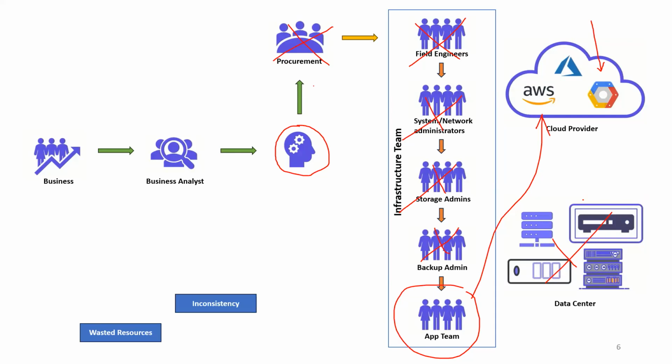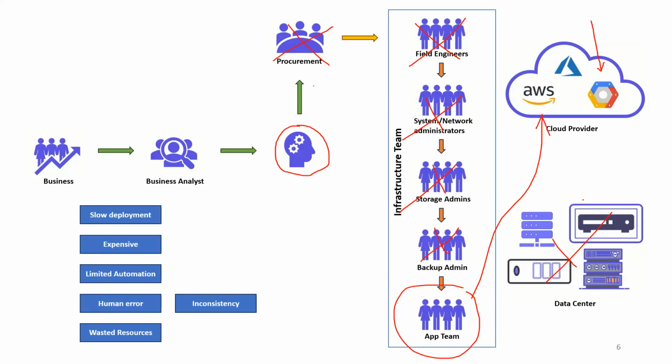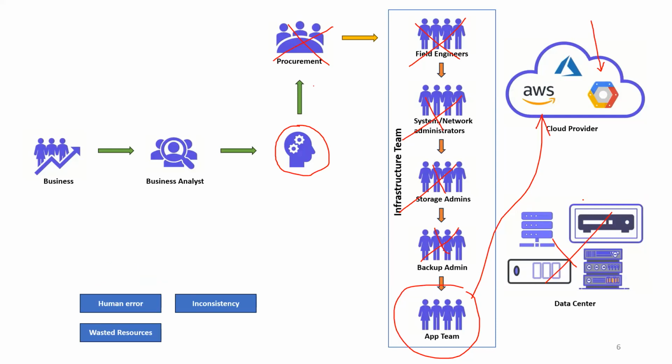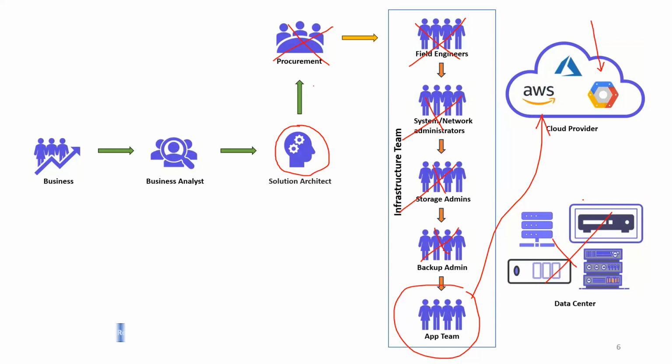So automation is good, and it is less expensive. Limited automation will not be there. It is fully automated: no human error, no inconsistency, no wasted resources. So this is how cloud is doing the benefit to you. This is the difference between the on-premises and traditional working model.